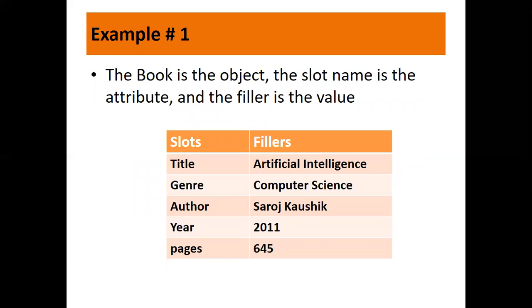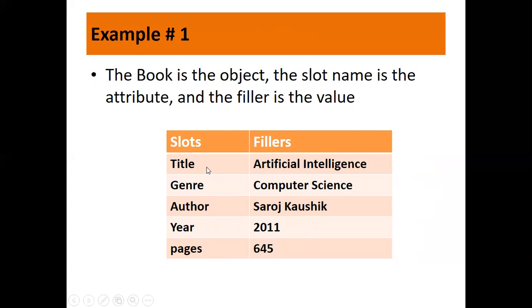Now let us look at an example. Here we are representing a book as the object, and we are representing it using a frame. The slots, such as title, are generally the attributes, and the fillers are nothing but the values of that particular attribute. Now, to represent a book as a frame, what do we have?